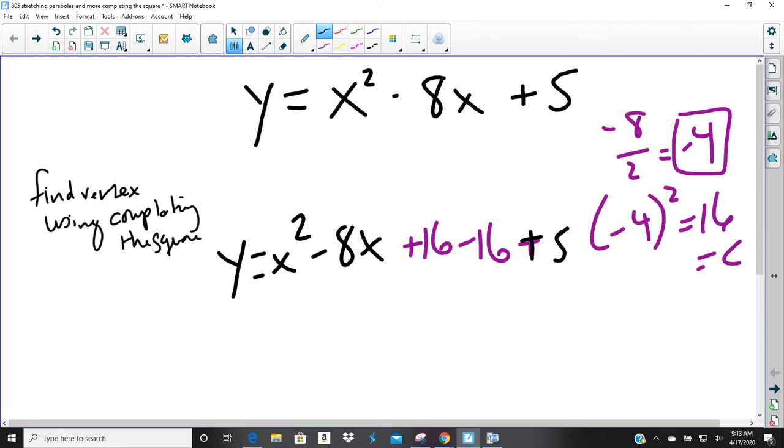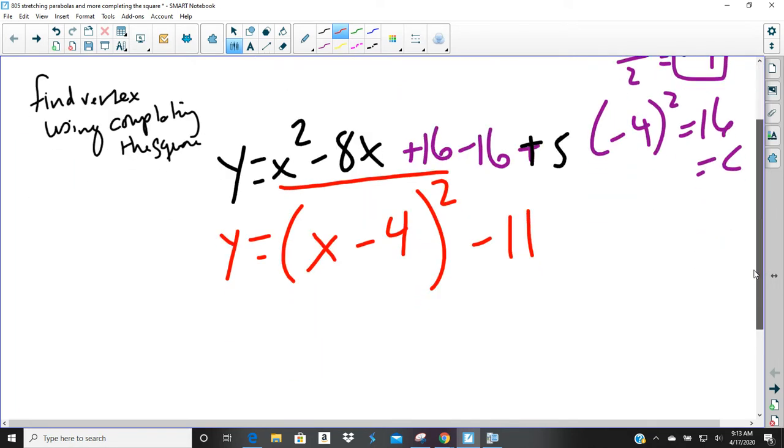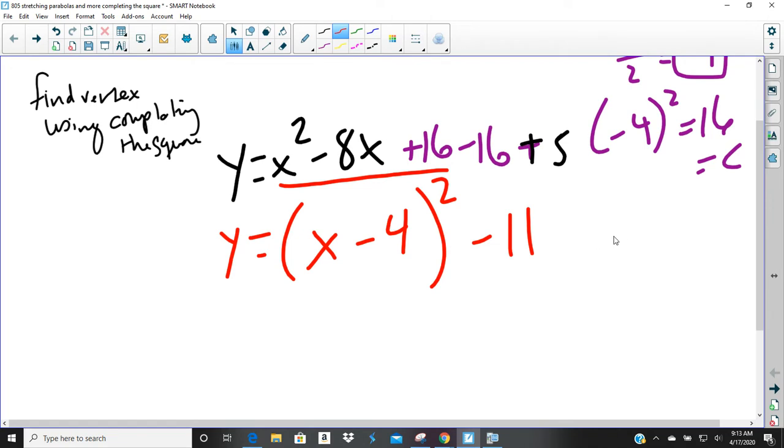Okay, so now when I take my perfect square trinomial, I'm left with y equals x, go up to your clue, minus 4 squared. That'll be a perfect square trinomial turned into a binomial squared. And then I'm going to do my final math. So what is the vertex in this case? So by the way, this is called vertex form that we've written it in. So if a question asks you to write the equation in vertex form, you would leave it like this.